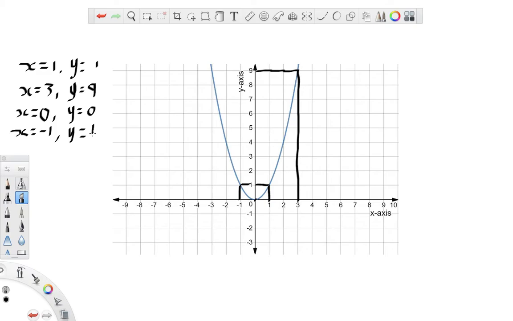And then finally we'll look at x is equal to -2. So when x is equal to -2, what is y equal to? Well, we find -2 on our x-axis, draw up to the line, then we draw across, and we find that y is equal to 4.